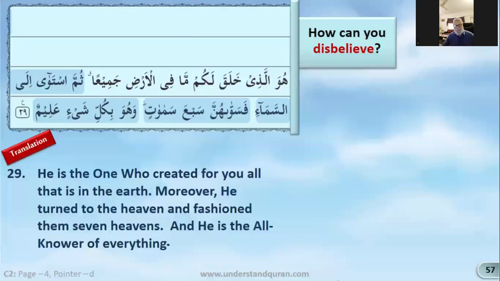And the next ayah is Bismillah ar-Rahman. هو الذي خلق لكم ما في الأرض جميعا ثم استوى إلى السماء فسواهن سبع سماوات وهو بكل شيء عليم. He is the one who created for you all that is in the earth. Moreover, He turned to the heaven and fashioned them seven heavens. And He is the all-knower of everything.